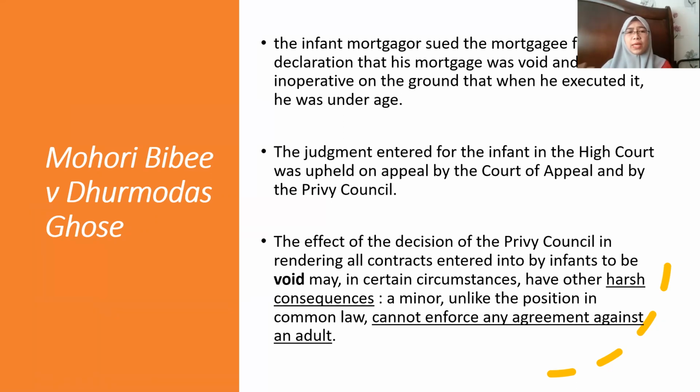So again, if we were to look deeper, in certain circumstances, if we were to apply this decision in all contracts, it might give rise to harsh consequences, because the common law has a different approach, but we haven't come to that yet. Under the Indian Contracts Act and the Malaysian Contracts Act, basically a minor cannot enforce any agreement against an adult. So sometimes we want to give rights to a minor to enforce the contract. But again, the general ruling is that whatever contracts are entered into by an infant or a minor are considered void and cannot be enforced.